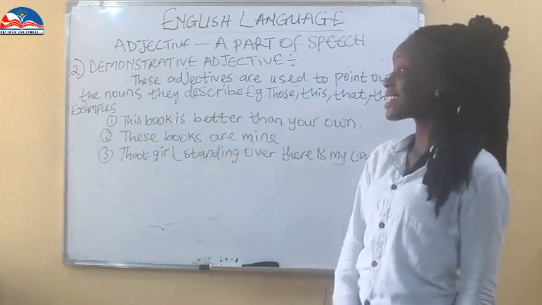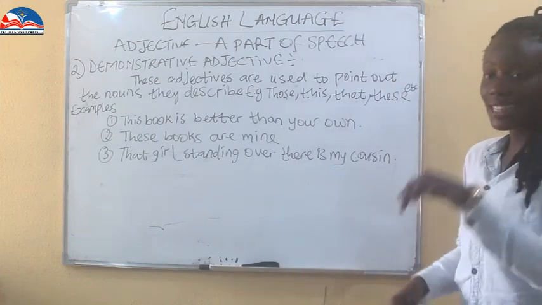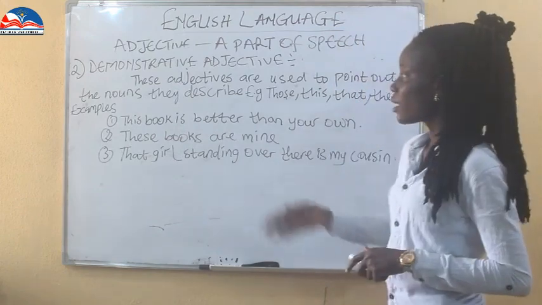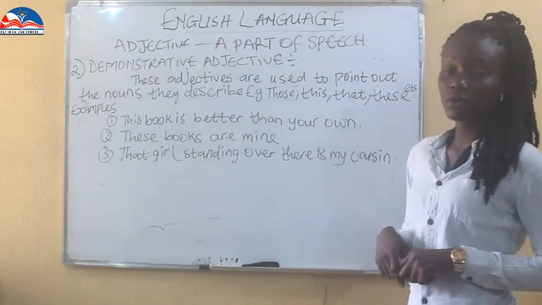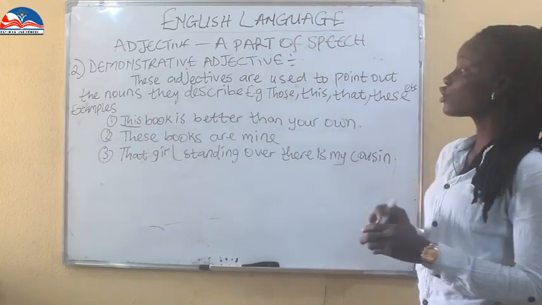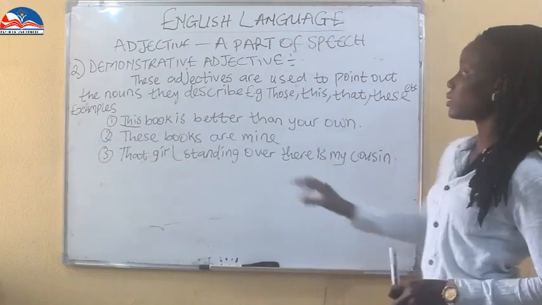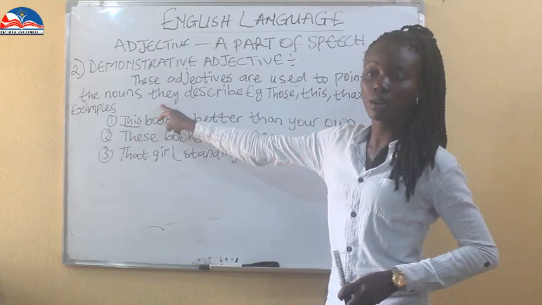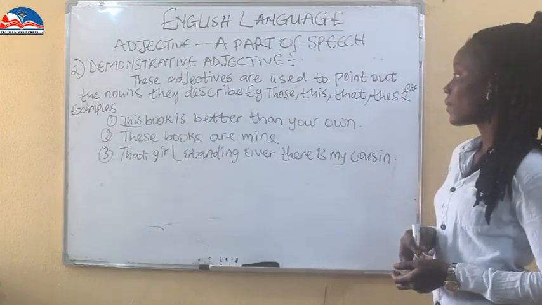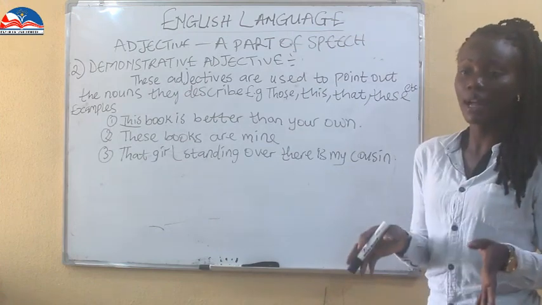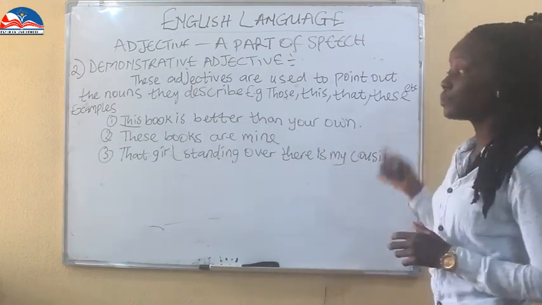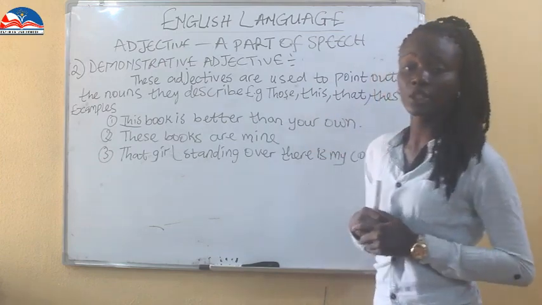This book is better than your own. What is the demonstrative adjective you have in here? This. It is used to what? Point out the noun. This book. Book is a noun. It is used to point out the noun that is being described.